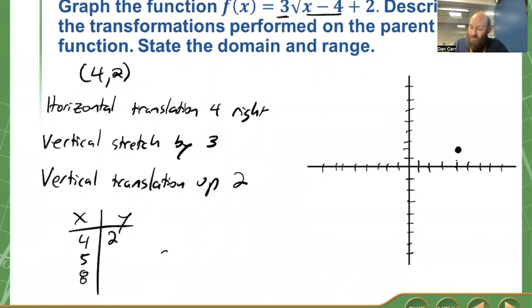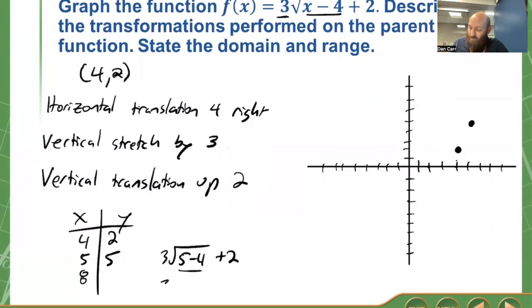So if I do this one, this is 3 times the square root of 5 minus 4 plus 2. 5 minus 4 is 1. Square root of that is 1. Times 3 is 3. Plus 2 is 5. So I've got 5, 1, 2, 3, 4, 5. See how it's stretching up there? It's going to go taller curve than the parent function was.